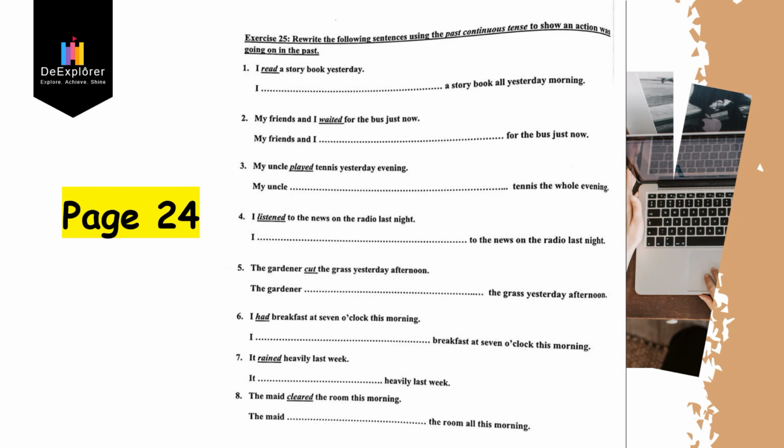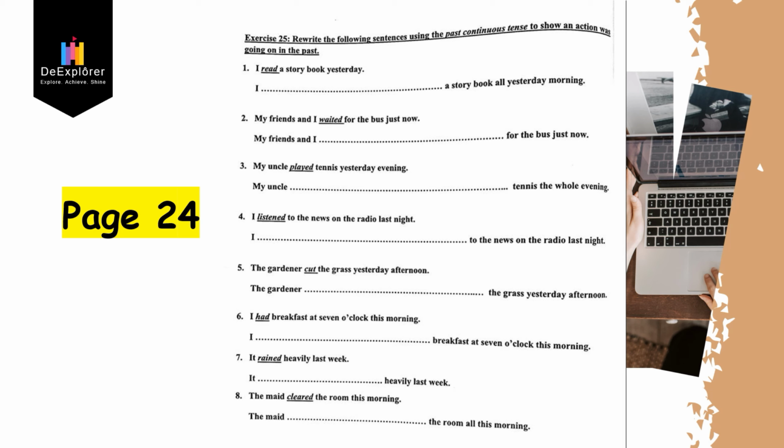Right, take a look at your workbook, page 24. Okay, find your workbook, page 24. Are you ready? Exercise 25 asks you to rewrite the sentences using the past continuous tense to show an action going on in the past. See, so question number 1 to number 8. Alright, you need to change it from past tense to past continuous tense. Okay, let's take a look at number 1.